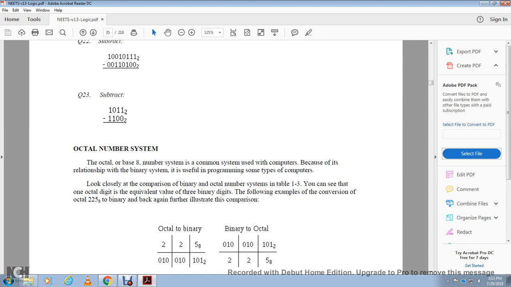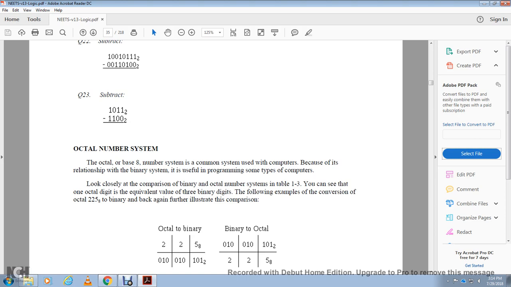All right. Moving on. The octal number system. The octal, the base 8 number system, is commonly used with computers because of its relation with the binary system, and is useful in programming some types of computers. Look closely at the comparison of the binary and octal systems in table 1-3. You can see that one octal digit is equivalent in value to three binary digits.